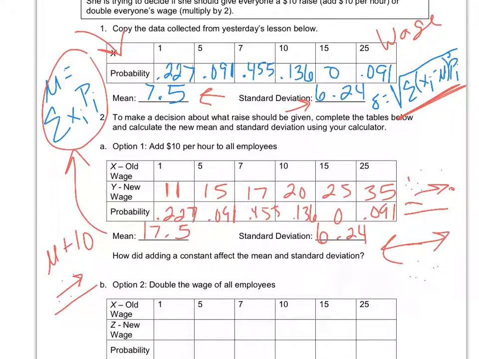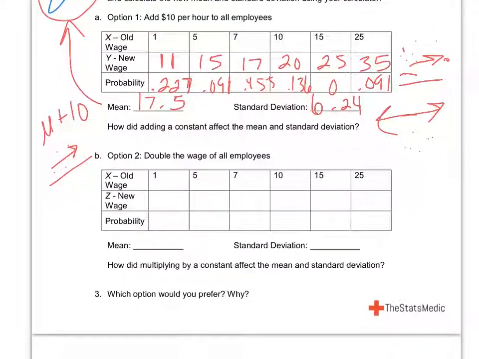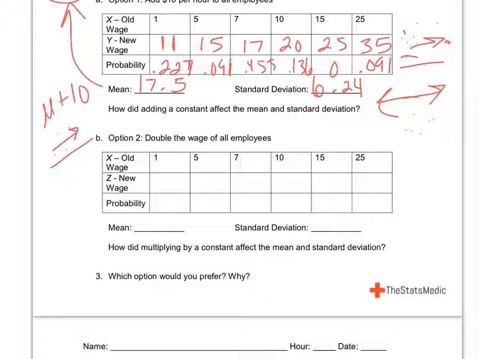So now let's look at what happens if I double the wage of the employees. This time I'm going to double everybody's wage. So this person that was earning $1 now earns $2. This one earns $10, $14, $20, $30, and $50.